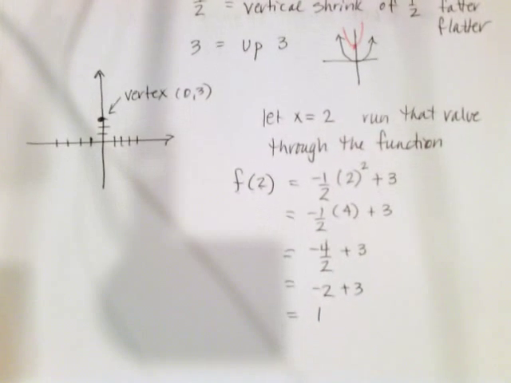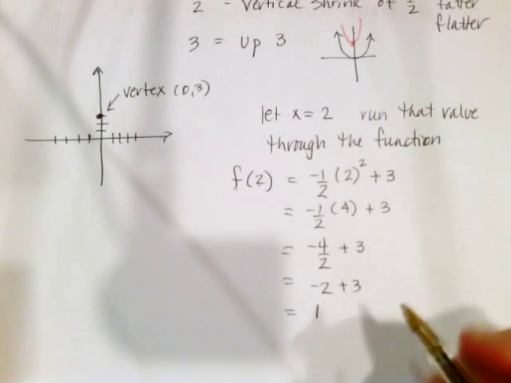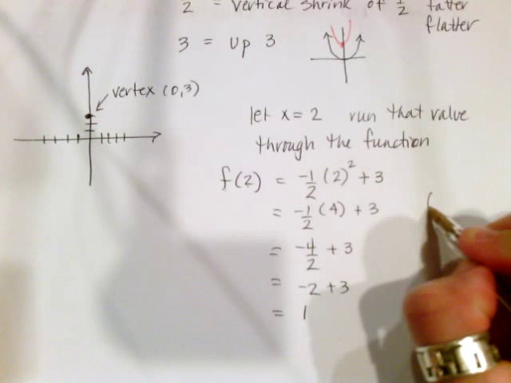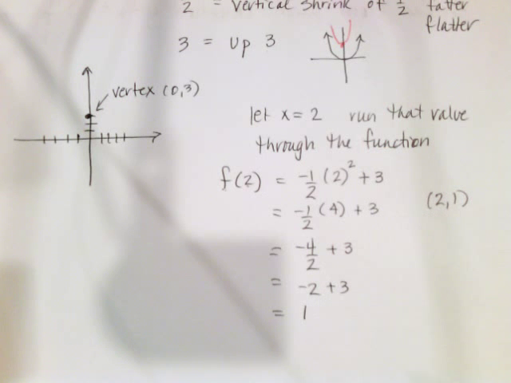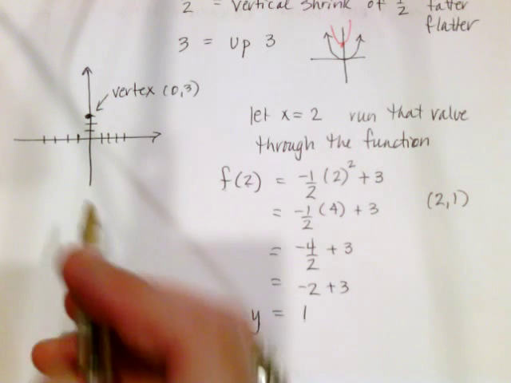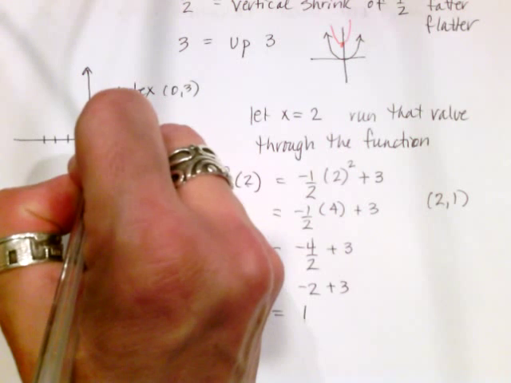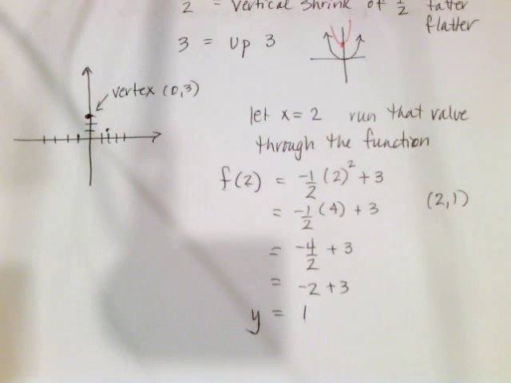So that means my point that I want to plug into my graph is going to be (2, 1). This is the y value. The y value is the output. That would be 1. So then if I go to my graph and I go to 2 and 1, I can plot that point. Okay, so there's the 2.